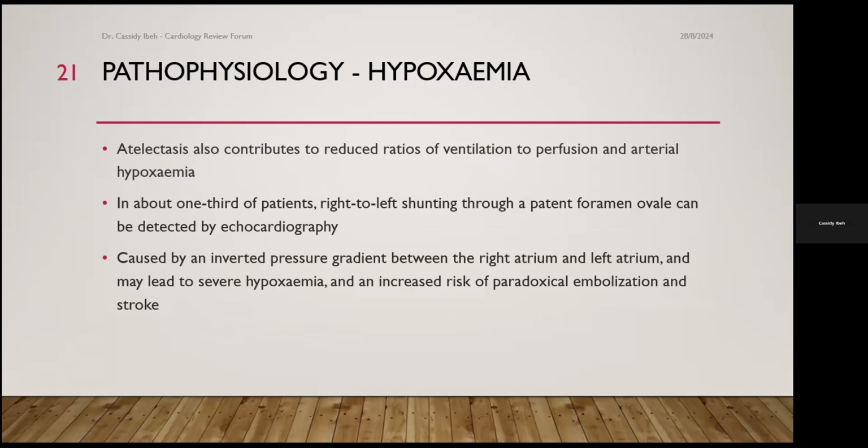Another mechanism that may also cause a reduced ratio of ventilation to perfusion is atelectasis, which of course may be a result of loss of surfactant and even hemorrhage in the pulmonary parenchyma. Now, in about one third of patients, right-to-left shunting through a patent foramen ovale can be detected by echocardiography. This is caused by an inverted pressure gradient between the right atrium and left atrium, and may lead to severe hypoxemia and increased risk of paradoxical embolization and stroke.